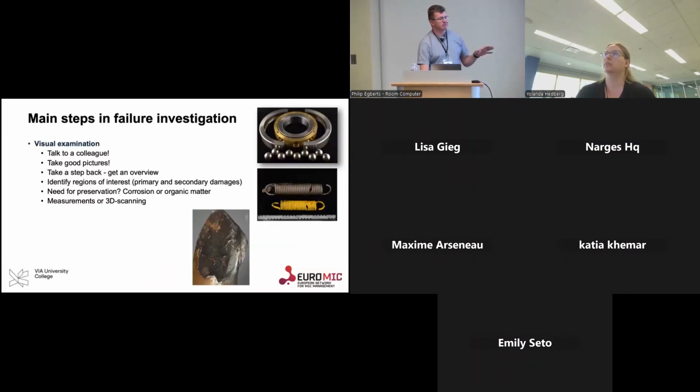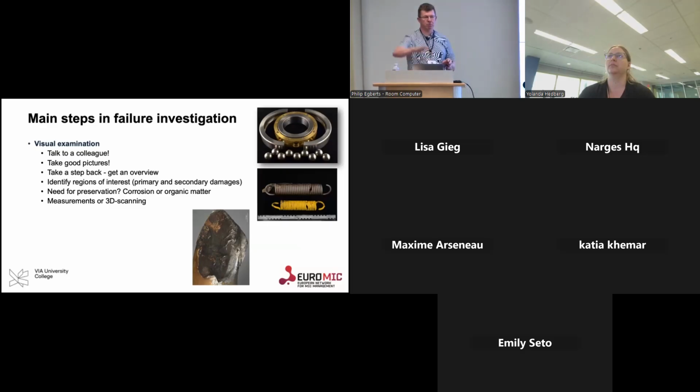So we get out to the failure site, something happened, or a pipeline is leaking, we have oil all over. So bring a team together, take good pictures, take a step back, get an overview. You've probably heard about these laser scanners that can scan the whole crime scene, and then you get a representation for later work, because the runway needs to be cleared, airlines need to go, and we cannot stick with this for weeks. So you need to make a representation of the crime scene.